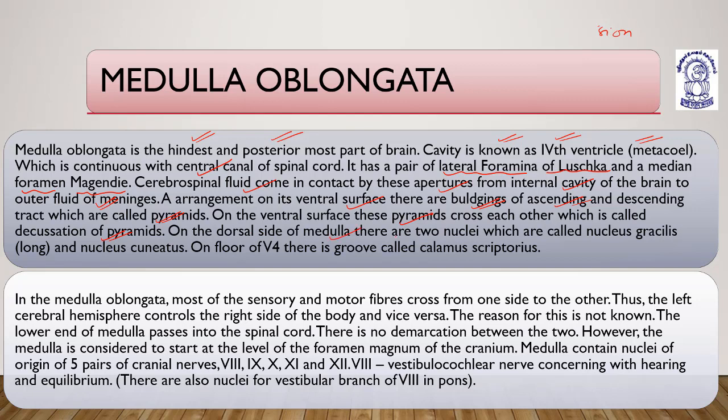On the dorsal side of the medulla, there are two nuclei: nucleus gracilis, which is long, and nucleus cuneatus. So on the ventral side, the pyramids cross with each other, known as decussation of pyramids. On the floor of the fourth ventricle, there is a groove called calamus scriptorius.